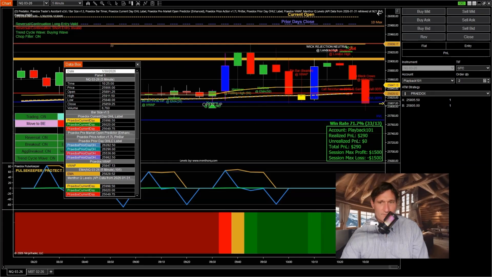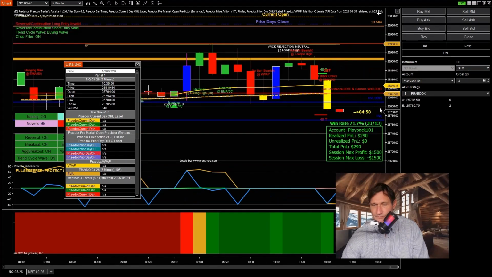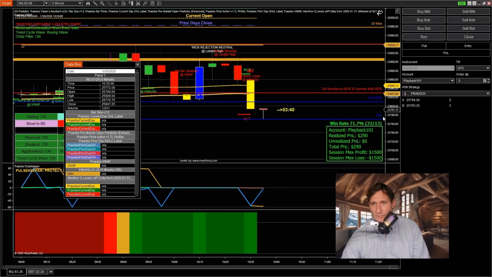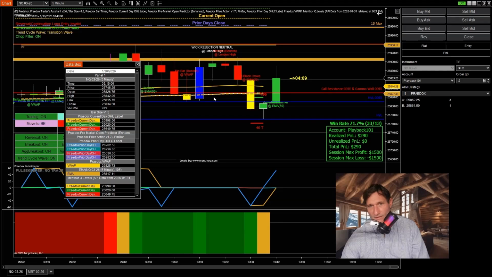Okay, target filled. All right, so that broke the range, and I locked in the 5 points in profit there. You can see it does still continue down here. The longer term high vol level is defended. Speeding this up, you can see it goes back into the range.